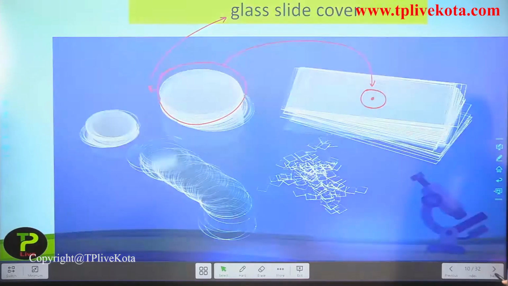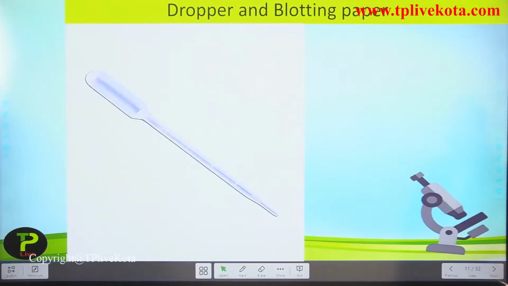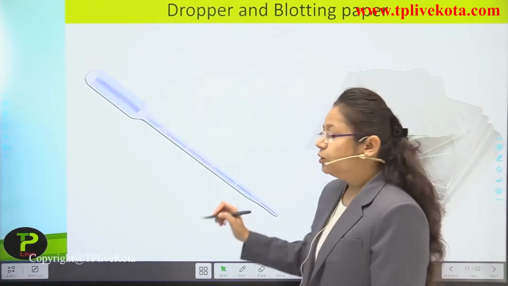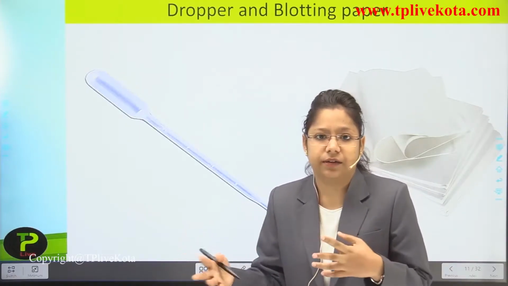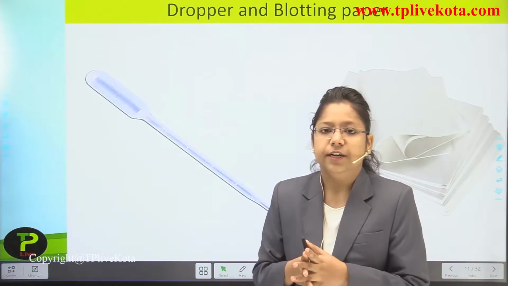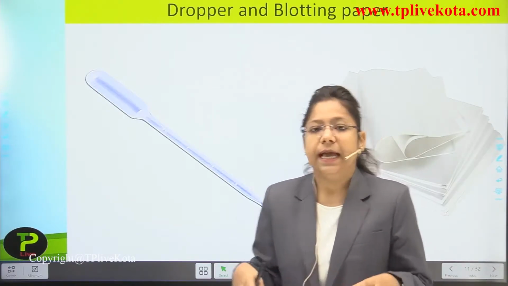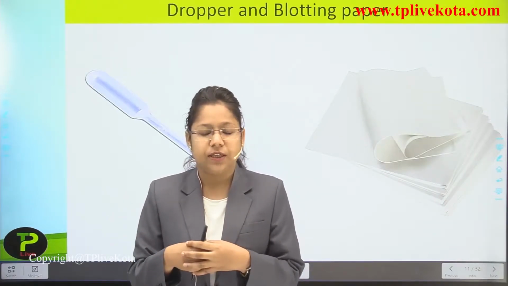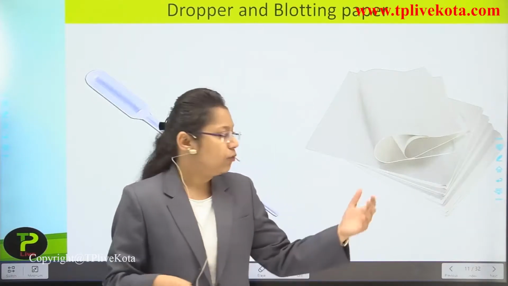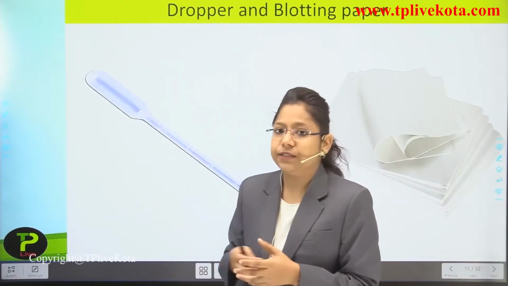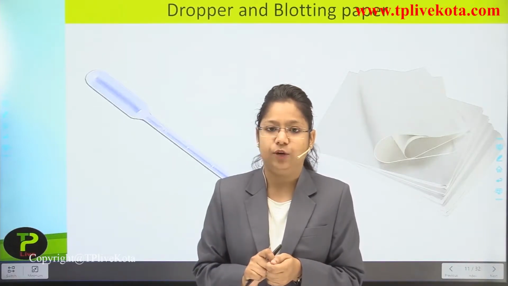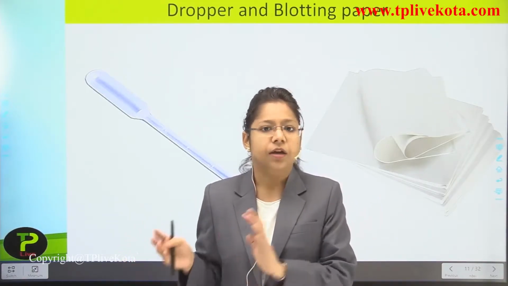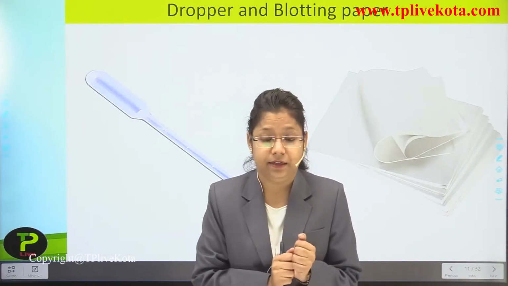Now, moving on to the next component we use in microscopic observations for preparing a slide: the dropper, through which we drop chemicals like glycerin, safranin, iodine, etc. to stain the material. And the last thing we use is the blotting paper. Filter paper can also be used if we do not have blotting paper. The dropper is used for putting the chemicals over the slide, and this paper is used to remove the extra material, water or chemical present on the slide.